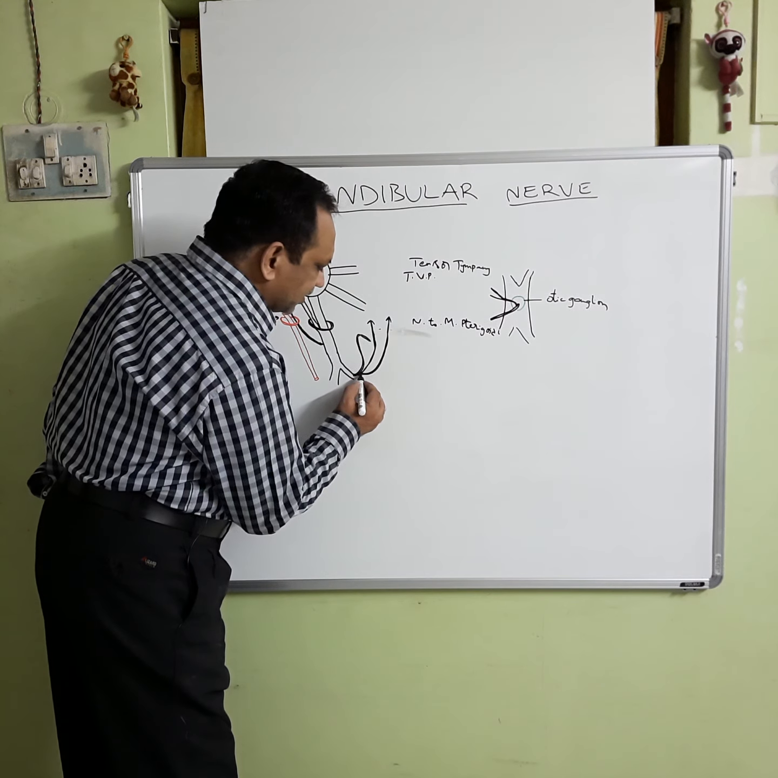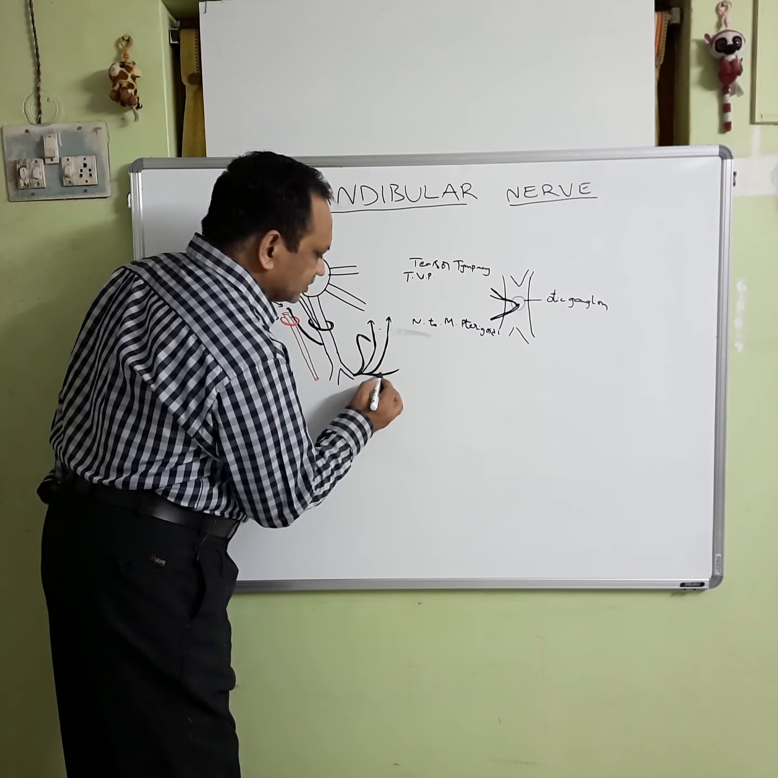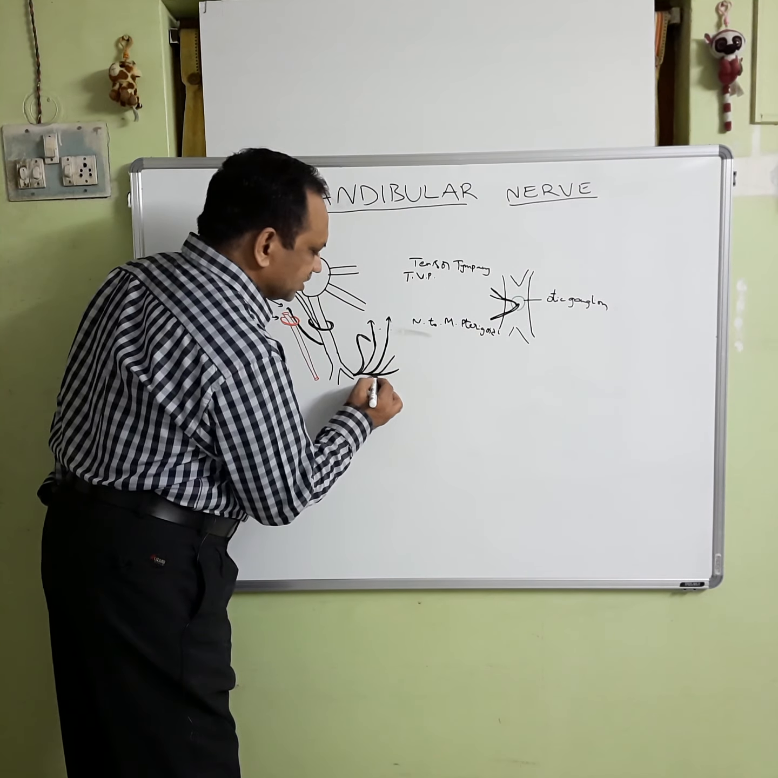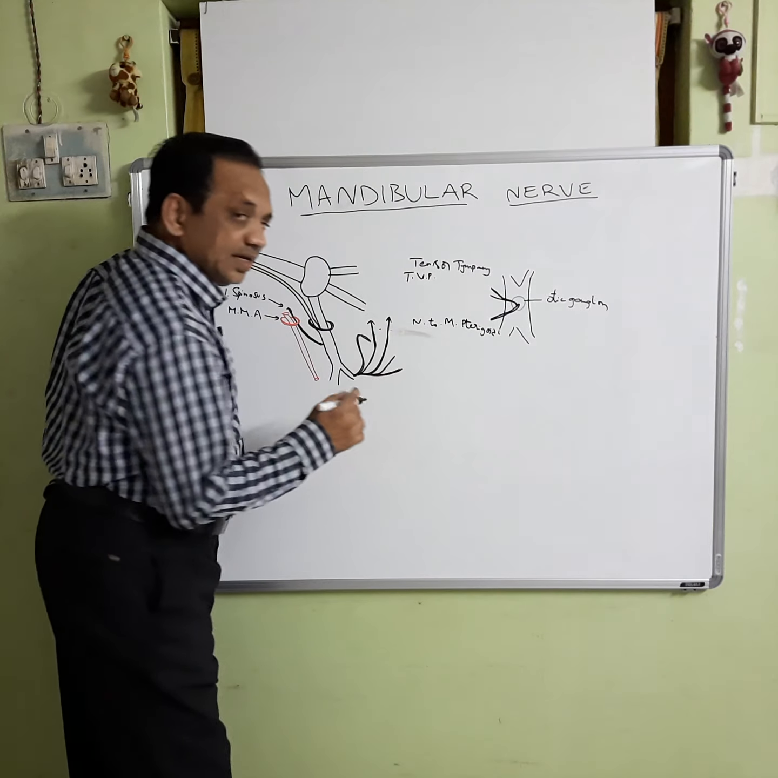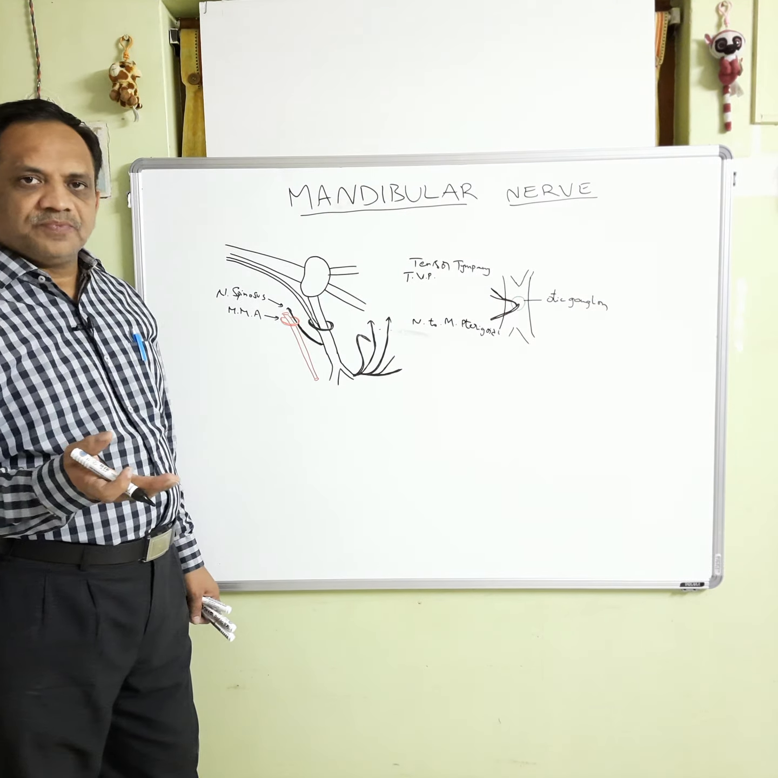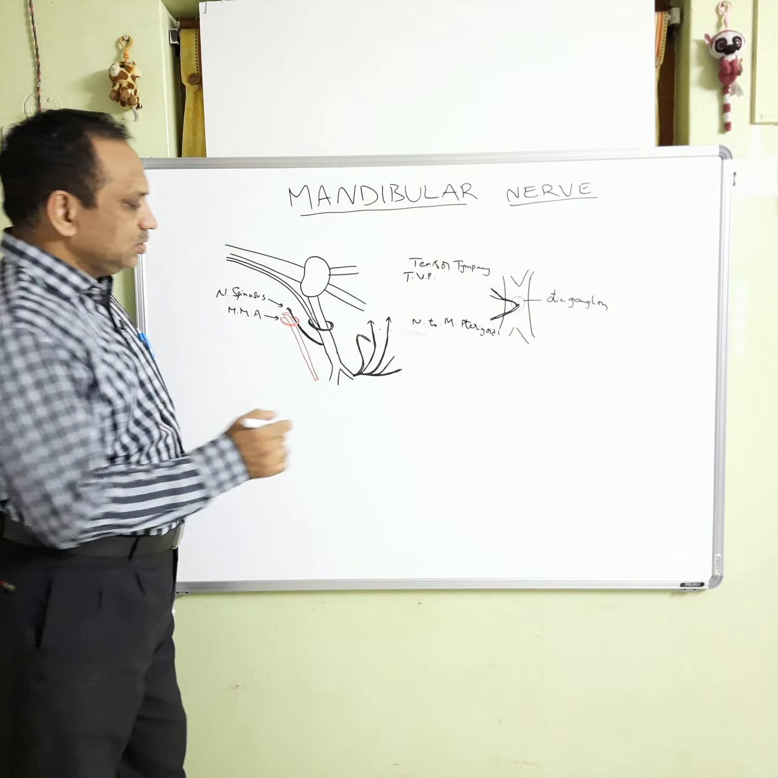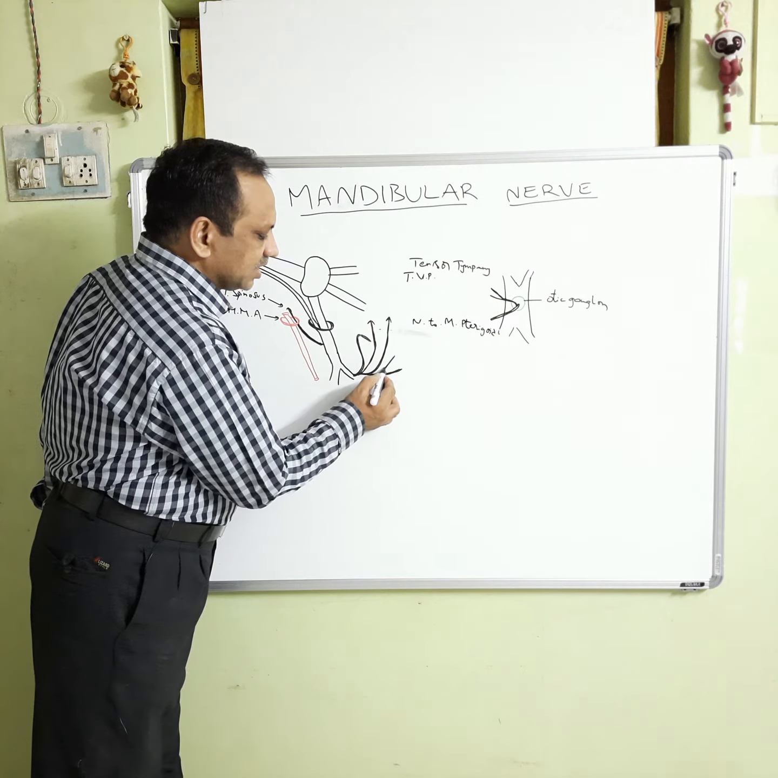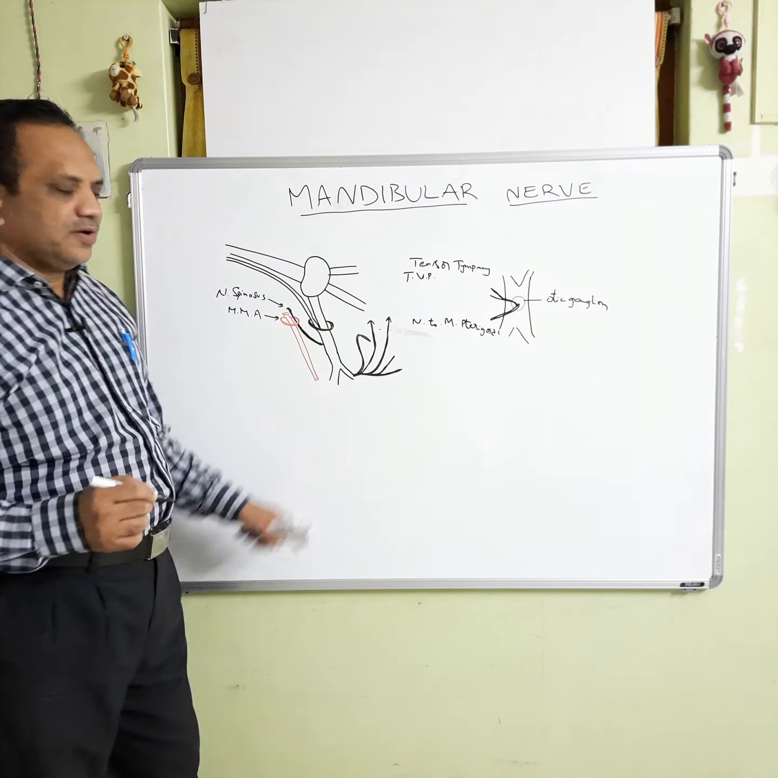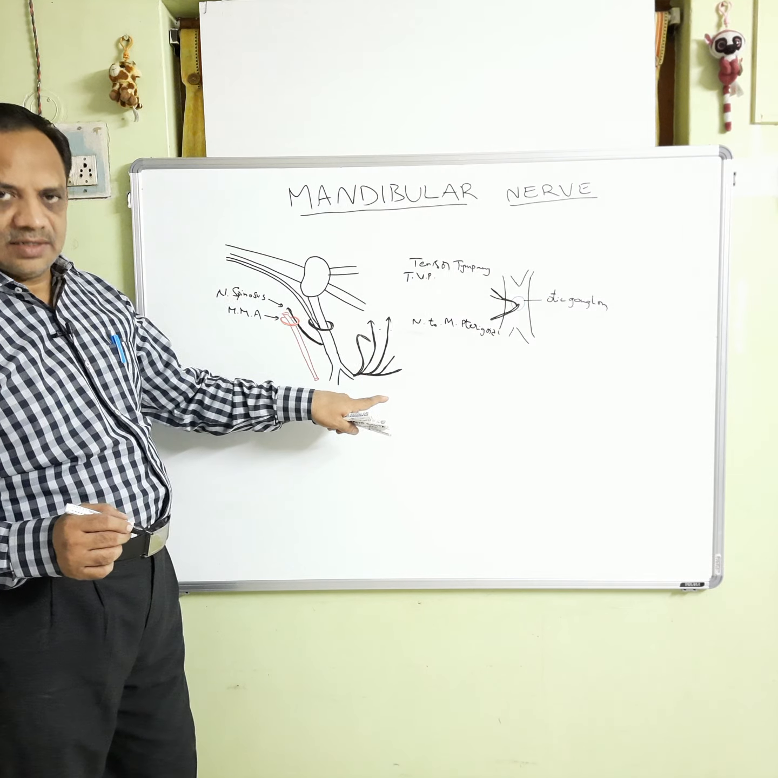Then another nerve is there, the nerve to the lateral pterygoid. It gives two filaments, one for each head of the lateral pterygoid. You all know the lateral pterygoid muscle arises by means of two heads, one upper head and one lower head. So that's why there are two twigs. They are for the lateral pterygoid muscle. These three are the motor nerves.